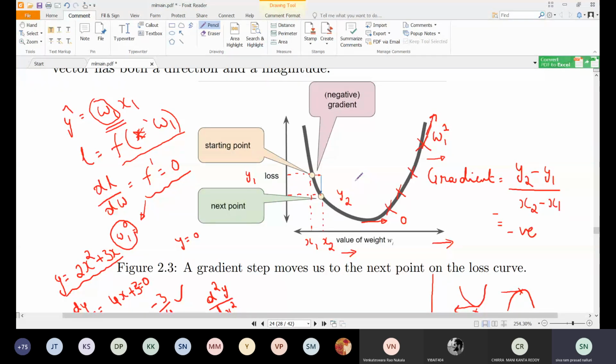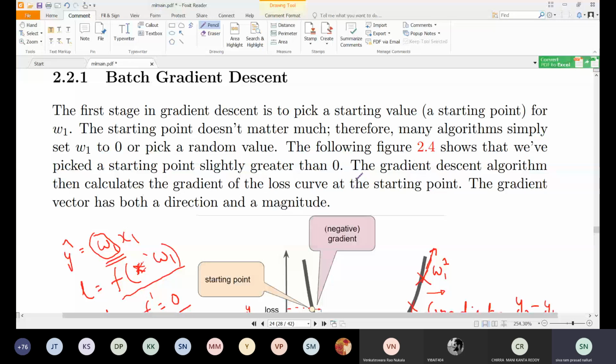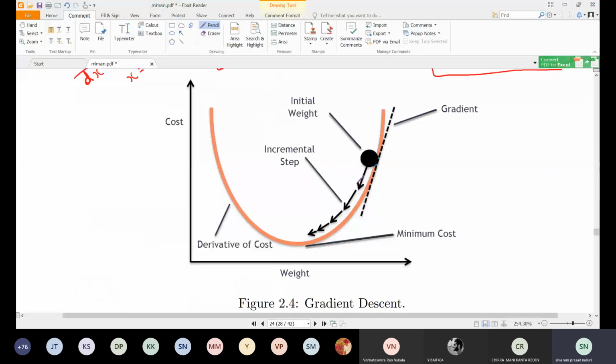So in this slide, the summary: you have to calculate the gradient of the loss function. If the gradient is positive, in the next iteration, you have to reduce the weight. If the gradient is negative, in the next iteration, you have to increase the weight. And how long do you do this? As long as the gradient is 0. So in the previous class, I told you that these are the terminating conditions. What are the terminating conditions? Can you recall? When do you stop this iterative approach?